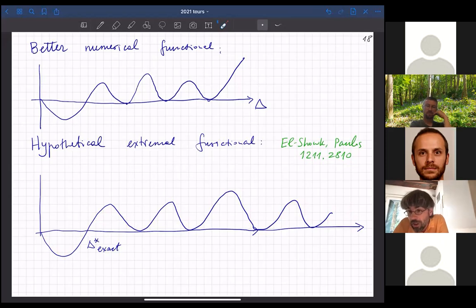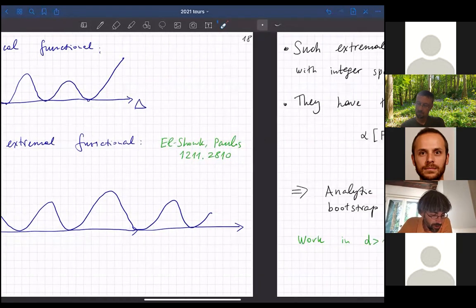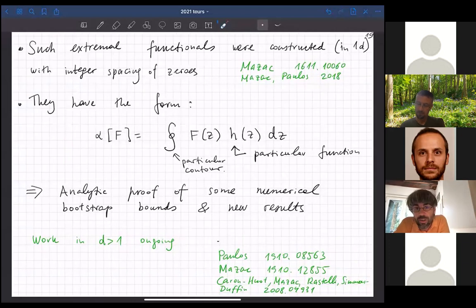But there are many other linear functionals that you might consider. And it is these functionals that have been constructed by Mazáč and Paulos. They constructed a particular family of such extremal functionals which have integer spacing of zeros. Their functionals are indeed not finite linear combinations of derivatives, but they can be written in a nice way as a contour integral of f against some function h of z.